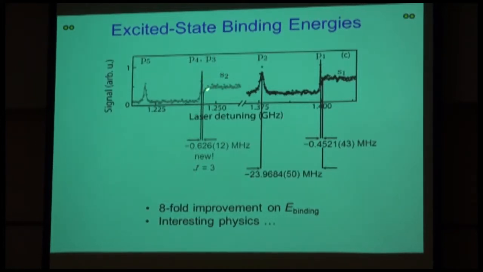on the positions of these binding energies. We've improved already by almost an order of magnitude the known binding energies of some of these weakly bound levels, so that now they're known to just a few kilohertz. And this is completely systematics limited. At this point, we can do better because we have good statistics.